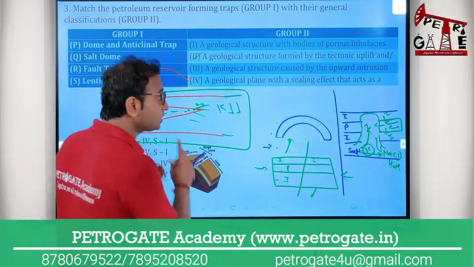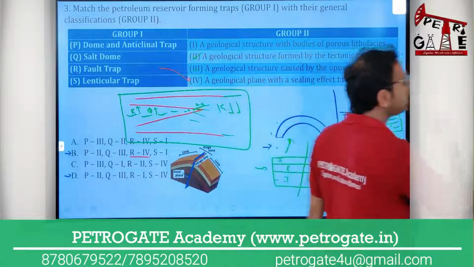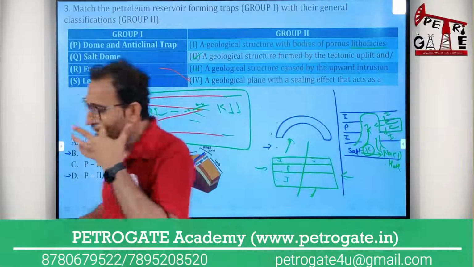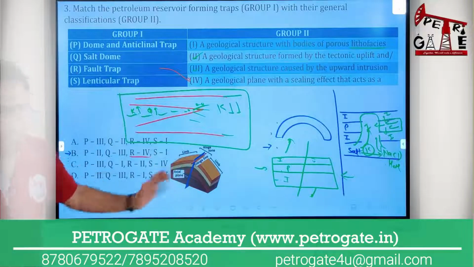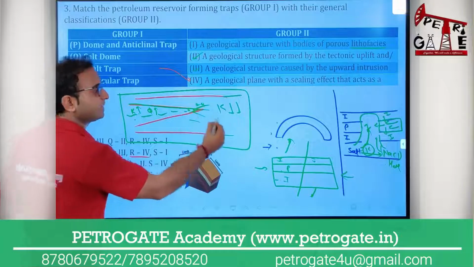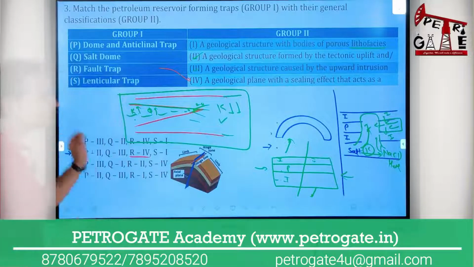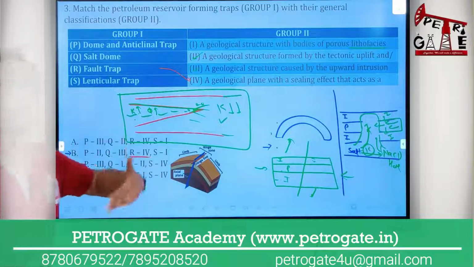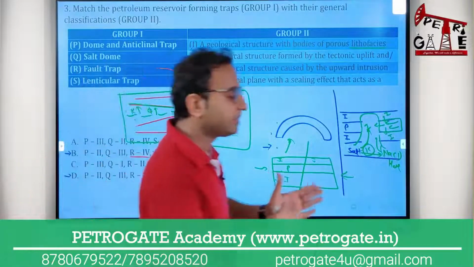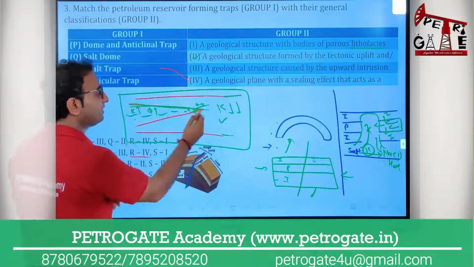This is also called lithofacies. Lithofacies means lithological properties or parameters. So lithofacies changes means the property of lithology is different in the same strata. So this is called a stratigraphic trap. In the same strata you are having different properties. It means this trap is stratigraphic because in the same strata you are having traps.